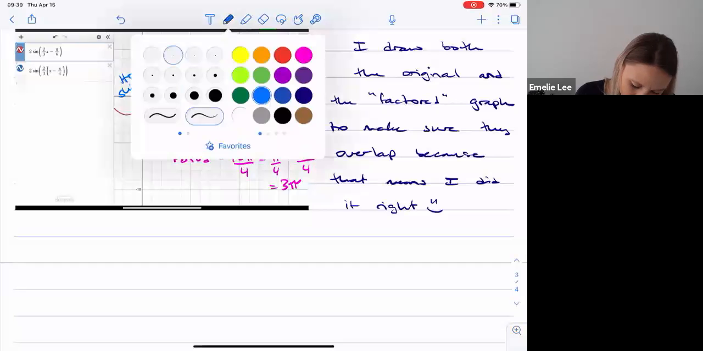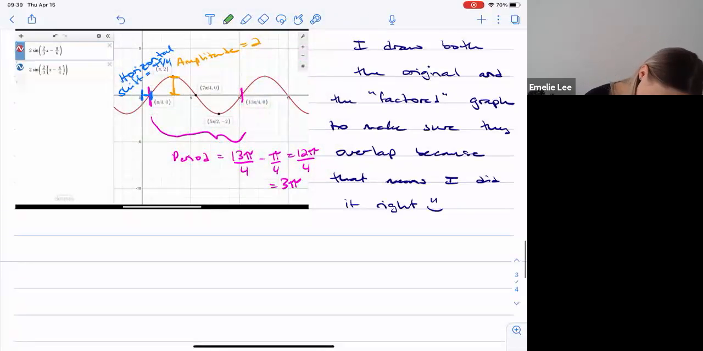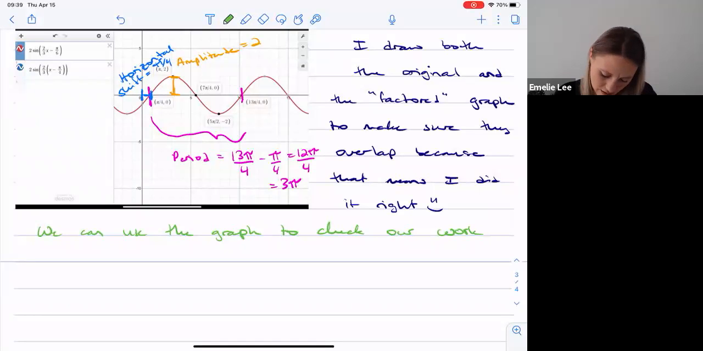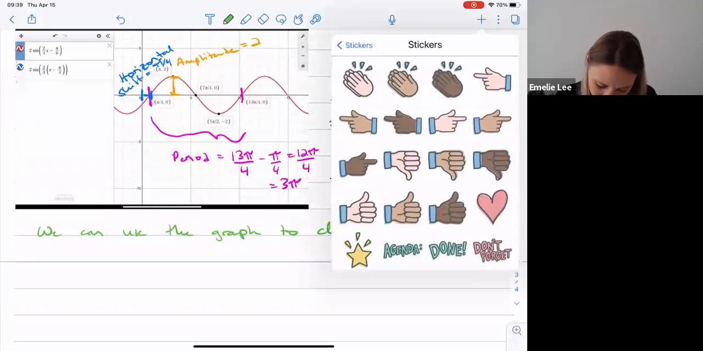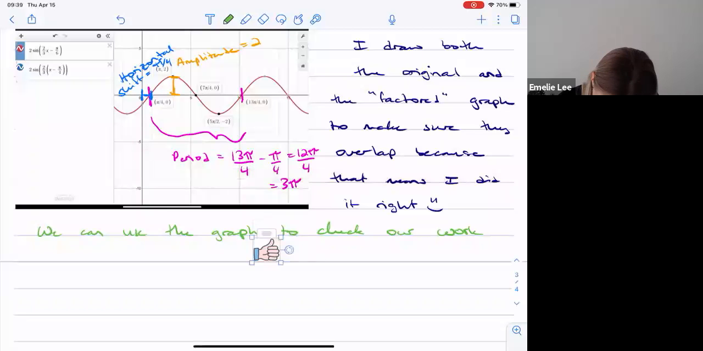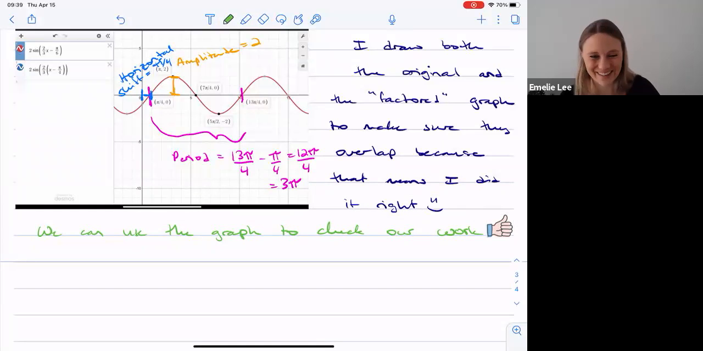And so we can use the graph to check our work. And because I feel like I haven't used a lot of these yet, and of course it's really important to use stickers. No, it's not. I do encourage you to check your work, right? Whatever you can do to make sure that what you're saying makes sense, then that's a good thing.